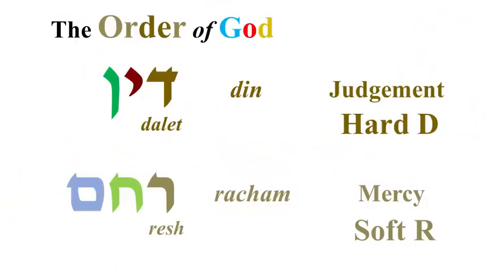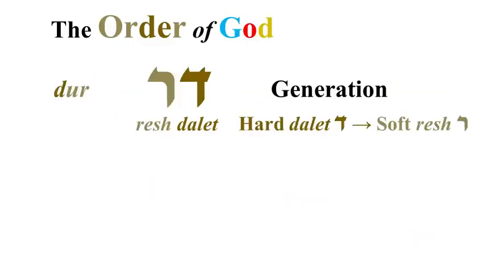And back to these two words with the hard D, Dalet, and the softer Resh. You notice, if you want generations to continue, notice the order that these two letters are in. Dalet is a hard Dalet, and then it's a softer Resh. And you know what? If you're raising kids, if you're a school teacher, if you're doing anything with kids, you need to start with a hard Dalet.